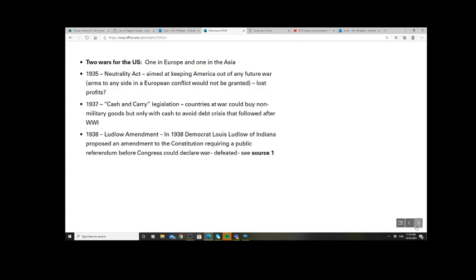So if America did want to go to war, let's say with Germany, it would have to be written on a referendum piece of paper. Do you agree that America should go to war with Germany? And the public would vote. It could be very time consuming, it could lose the country crucial time in preparing for a war if this was a process that had been passed. But I think it's important because it tells us that the American people and the American Congress representing the American people are not keen on war at this point, not keen on war in Europe at this point.